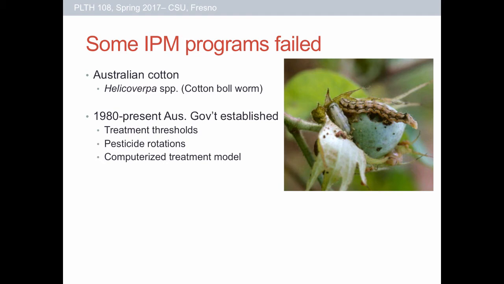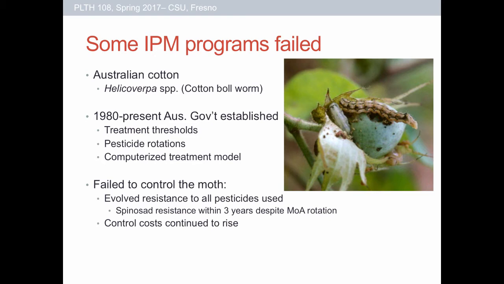In 1980, the Australian government established a treatment threshold program to take another IPM approach. They established treatment thresholds, mandated pesticide rotations so that you wouldn't repeat applications over and over again, and they also created a really fancy, and by fancy I mean 1980s fancy, like punch cards and floppy disks, computer program designed to figure out the ideal time to do applications and to help farmers make those decisions. Now this basically completely failed.